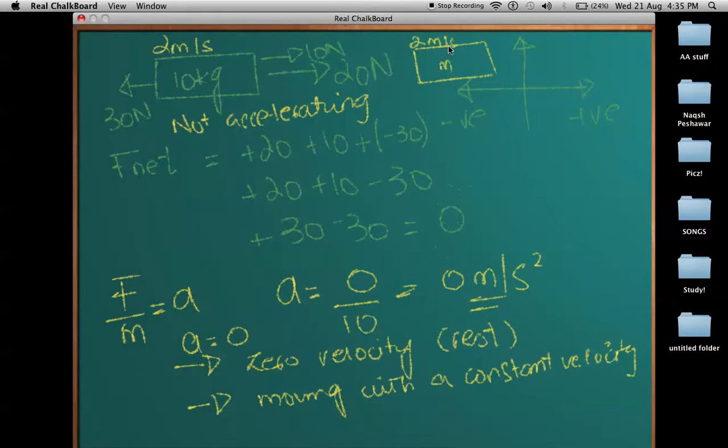So guys, these are balanced forces. I hope you understood this, and we'll be talking more about this when we discuss air resistance. So stay tuned to it.